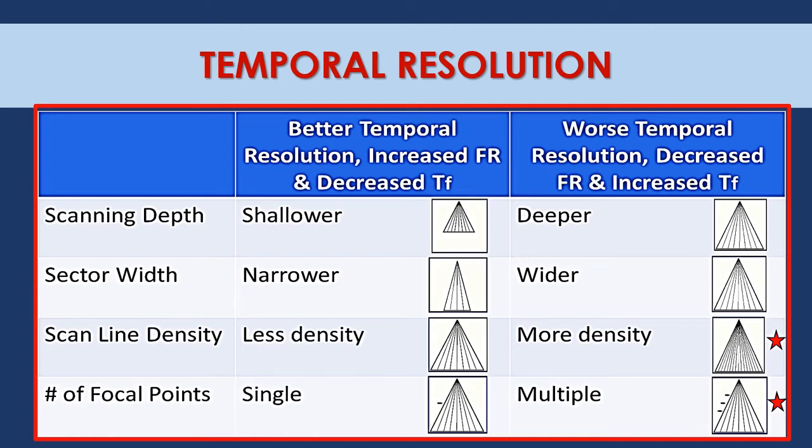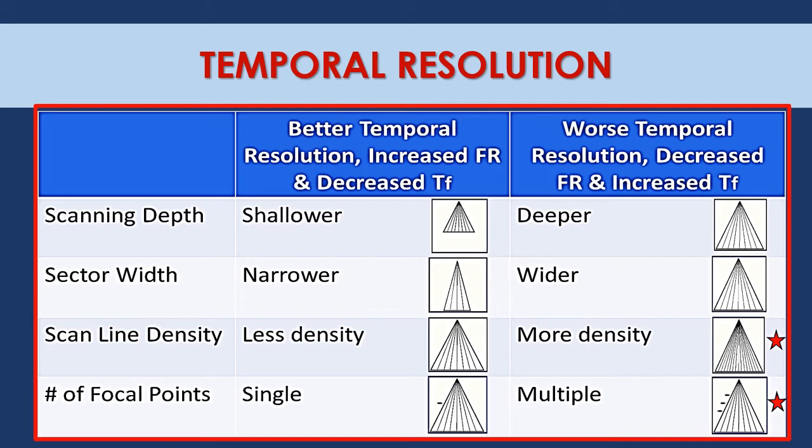Okay. Again here, number of focal points. If I'm having a single focal point like this, the frame will finish early with only one focal point. So there is one pulse per each scan line. This is the basic thing, the very primitive scan line density that has only one focal point.